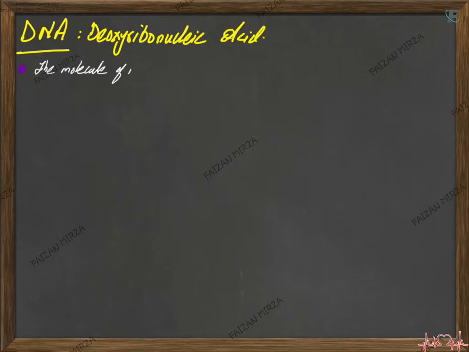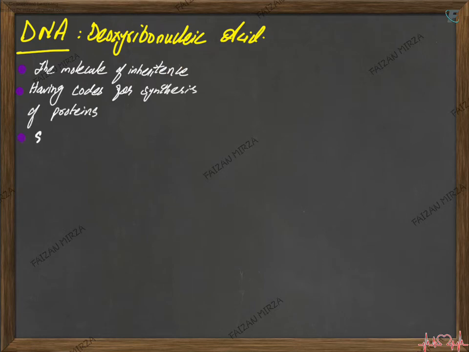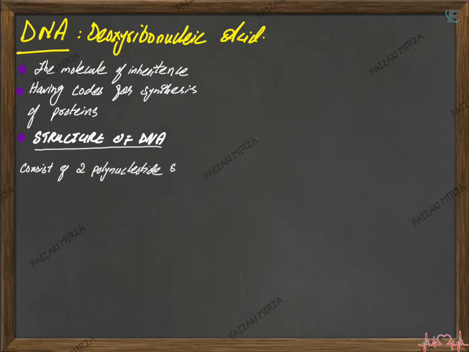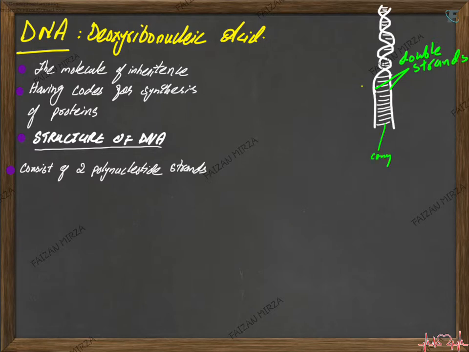DNA, deoxyribonucleic acid. This is the molecule of inheritance which has the genes, and these genes have the codes for the synthesis of polypeptides that are produced in our cells. The structure of DNA consists of two polynucleotide strands, and these two strands are twisted around each other. So this is one strand, and you can see how the other strand coils around the first strand. You can picture these strands as having a ladder-like structure, just that the ladder is twisted. This is a double-stranded structure, and the steps of the ladder are the complementary base pairing. This is how DNA looks.